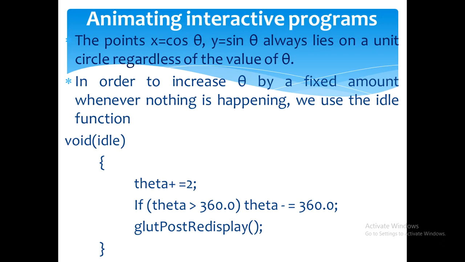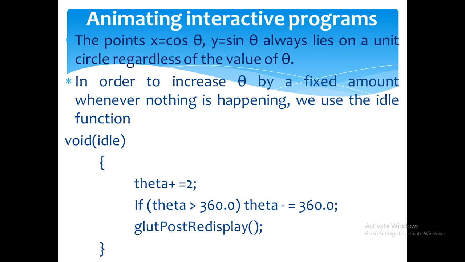Normally the point x equal to cos theta, y equal to sin theta always lies on a unit circle, regardless of the value of theta. Here the point x is cos theta, y is sin theta, which we derived when rotating in 2 dimensions, regardless of the theta value.